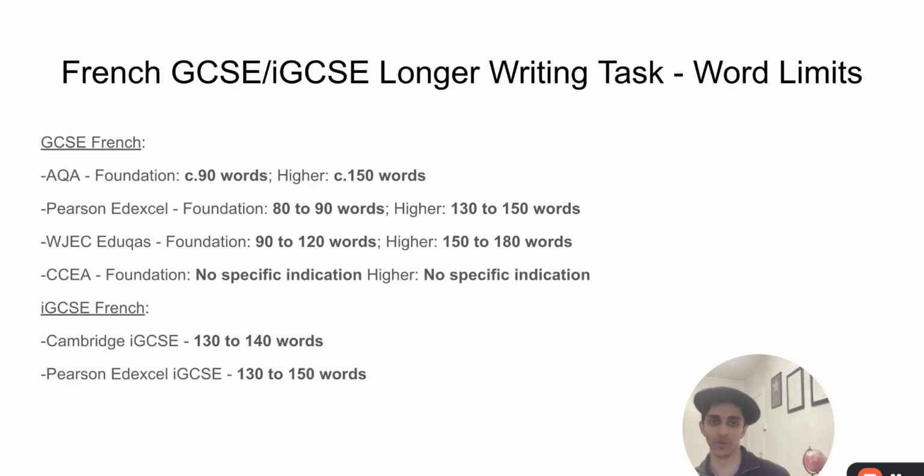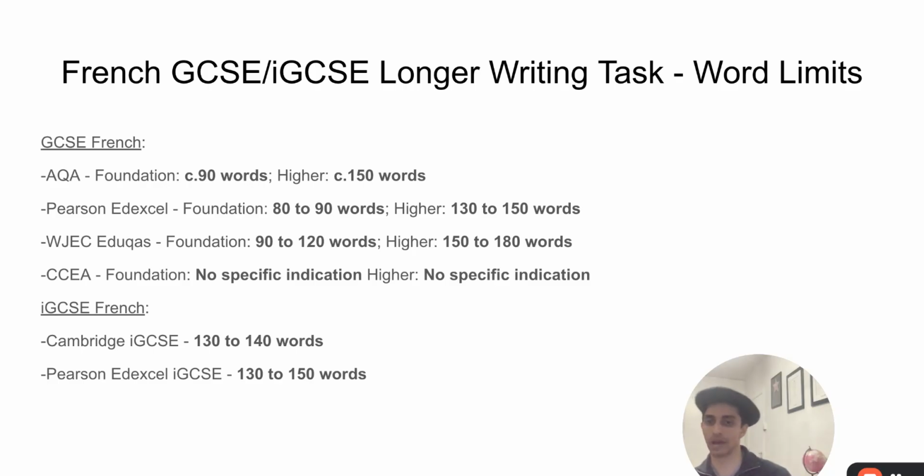Okay, speaking of the word limit indications, these are the particular word limit indications, at least correct as of July 2025, for all of the exam boards that we mentioned. You'll notice that for the GCSE French exam boards, of course, there's a difference between foundation and higher tier. And there are different word counts for the longer writing task for each of those tiers. CCEA is somewhat exceptional. That's an exam board only for Northern Ireland, actually. And there are no particular indications of the number of words to write for the writing task there.